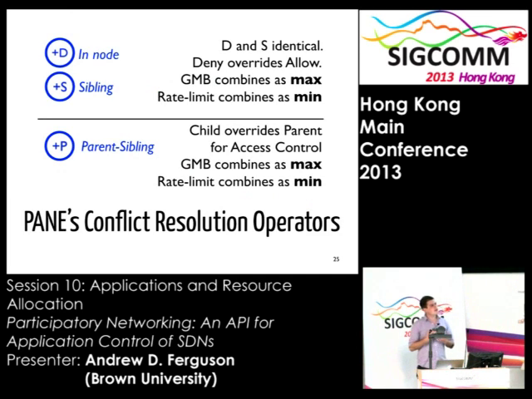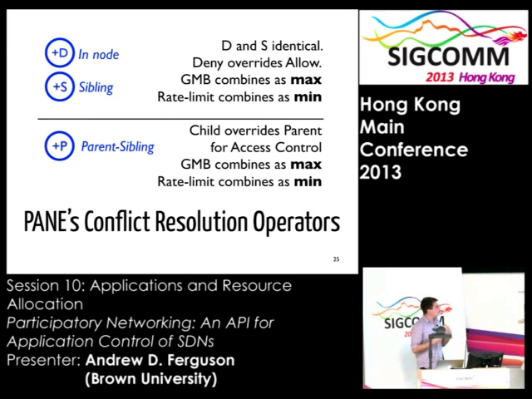Now, the conflict resolution operator's flexibility actually creates a whole design space for this system. This slide is a summary of the choices we made for Pane. Now, in Sensible, we strive to combine both requests. So for example, a request to guarantee a minimum level of service may be combined with one that rate limits below a level above that.